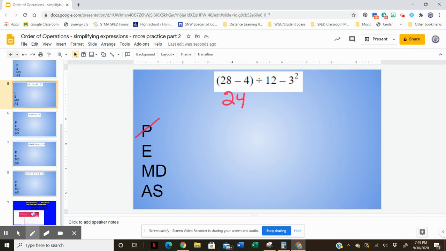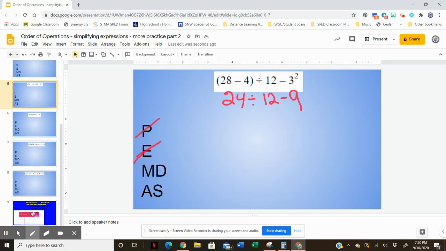The next thing I'm going to solve is my exponents, my E. I have 3 squared. 3 squared is the same thing as 3 times 3, which is 9. And I'm going to bring down the rest of the information. So now I've got everything. I've pulled down the parts I didn't do. I changed the 3 squared to my 9, and I no longer have any exponents.